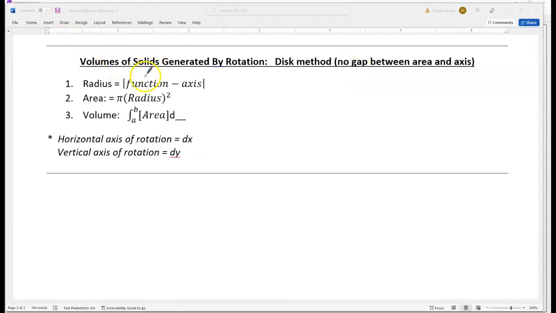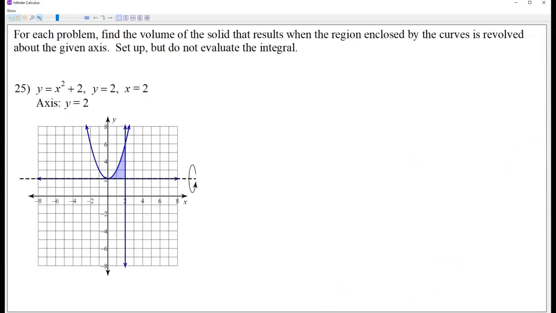So when you're trying to find the volume of a solid generated by rotation using the disk method, first of all, how do you know when you're doing the disk method? That's when there's no gap between the area that they give you and the axis you're rotating that area around. What do I mean by that? Well, here's my area. That's this little shaded blue region. And here's the axis. Do you guys see how the axis is right on it? It's a part of the area there.